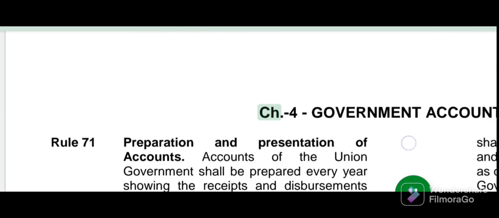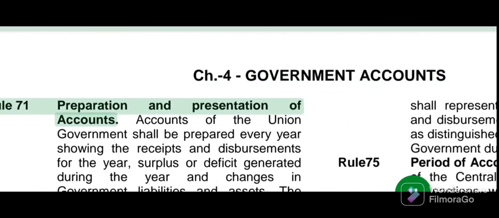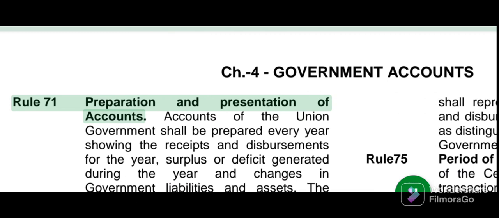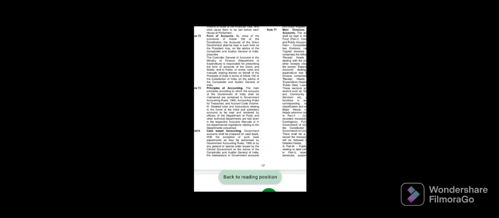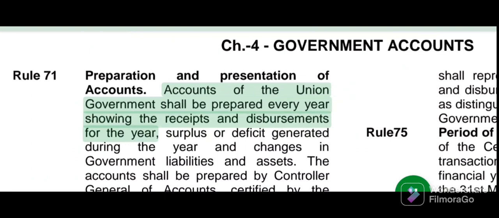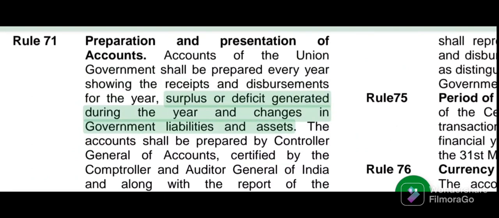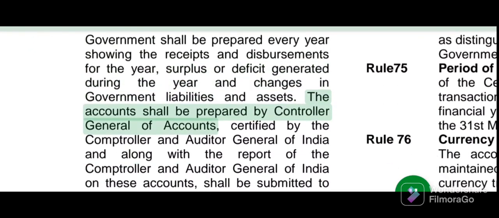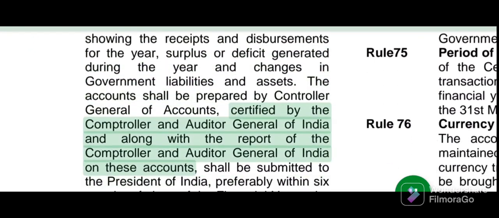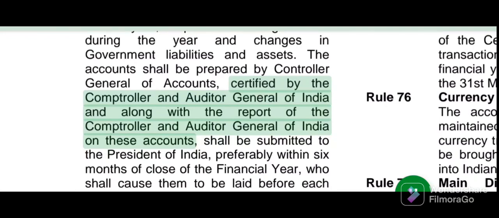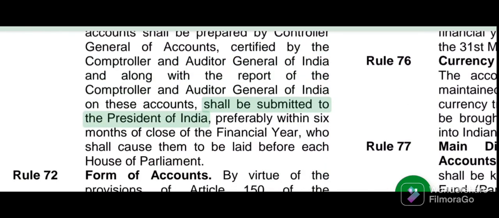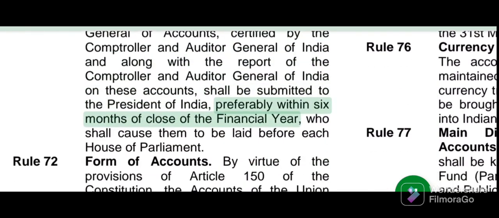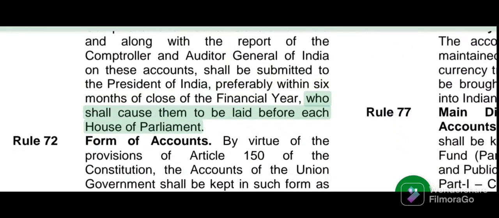(17) Chapter 4: Government accounts. Rule 71: Preparation and presentation of accounts. Accounts of the Union Government shall be prepared every year showing the receipts and disbursements for the year, surplus or deficit generated during the year, and changes in government liabilities and assets. The accounts shall be prepared by the Controller General of Accounts, certified by the Comptroller and Auditor General of India, and along with the report of the Comptroller and Auditor General of India on these accounts, shall be submitted to the President of India, preferably within 6 months of close of the financial year, who shall cause them to be laid before each House of Parliament.